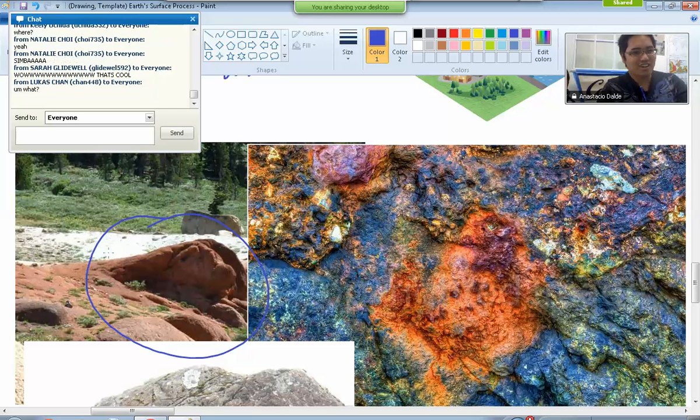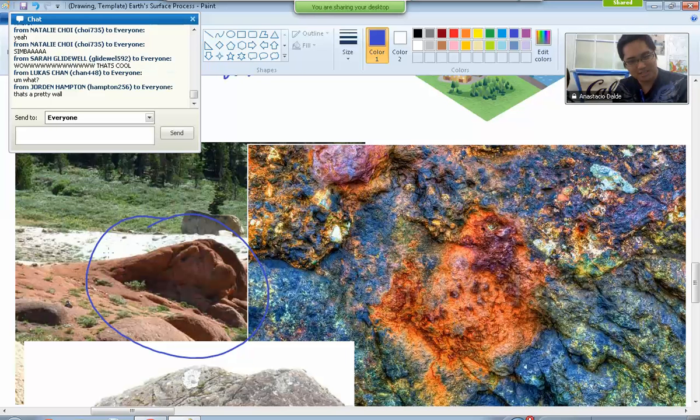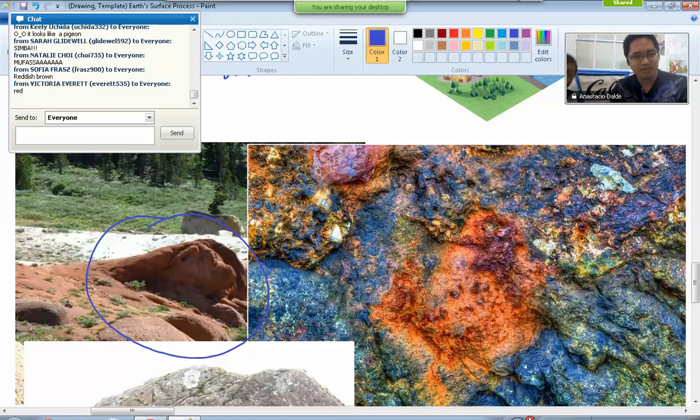Wait, the one on the left? No, the one I circled. Oh, that's like reddish brown. Yeah. And this is a rock. This right here is a rock.